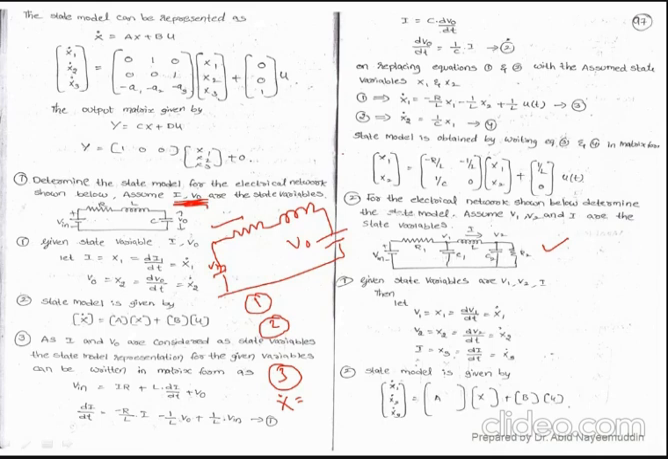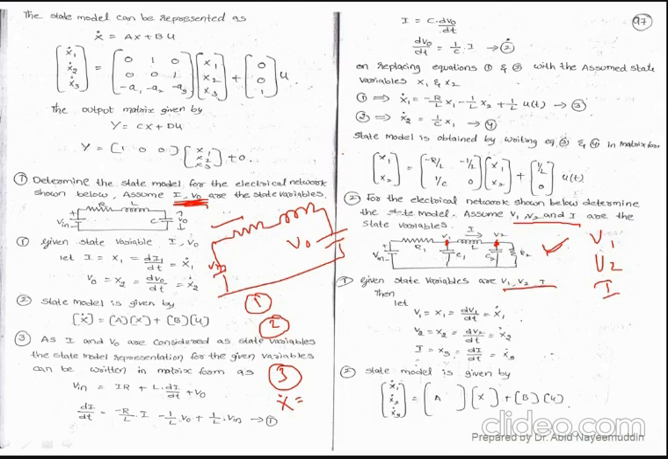Here, if you observe this second problem, he has given an electrical circuit and has asked you to represent the state model by assuming the state variables are V1, V2, and the current flowing I. V1 is this nodal voltage in the circuit, V2 is this nodal voltage, and I is the current flowing through the inductor. So as he has given, V1, V2, and I are the state variables.